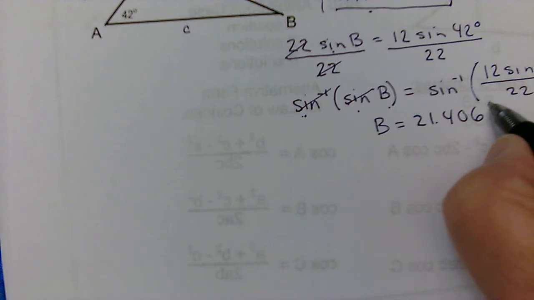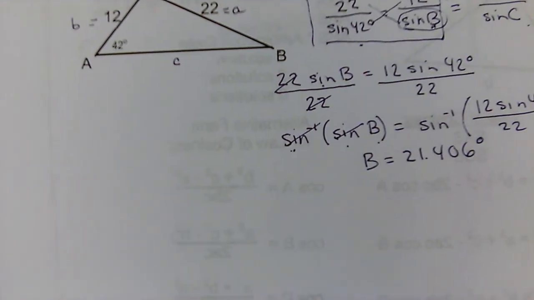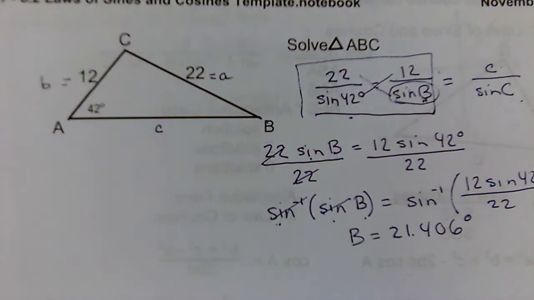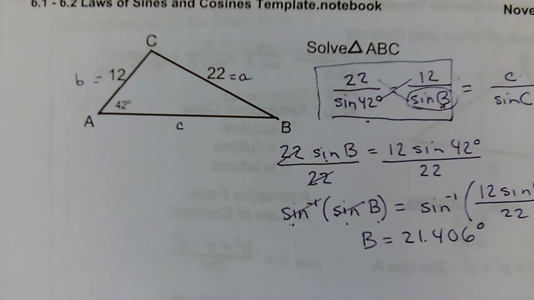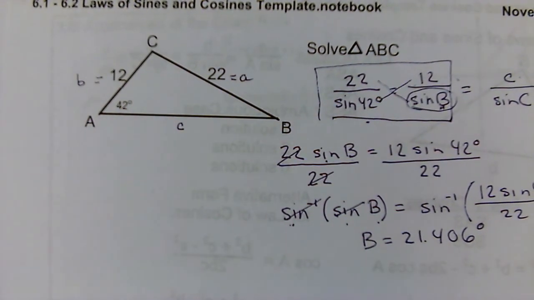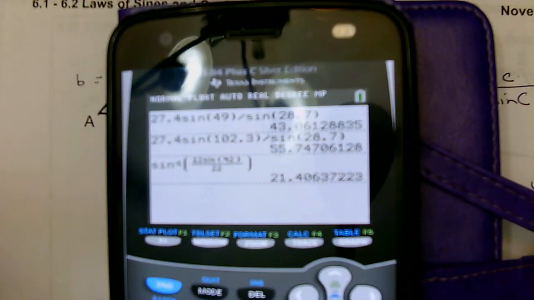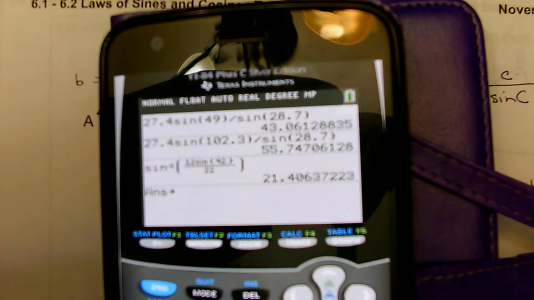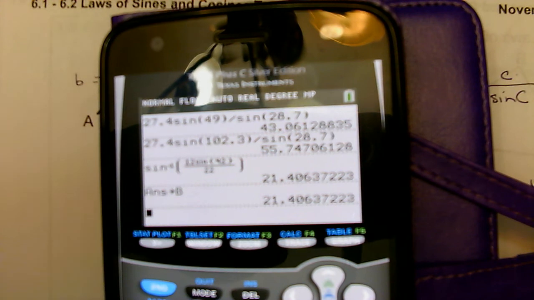And this is an angle, so that's in degrees. Now, I don't like to use rounded off things if I can avoid it, but in this case, I can't avoid it. Because in order to find angle C, I have to do 180 minus the 42 plus the 21.406. So instead of using the rounded value, I'm going to store that value. I'm going to store it into B since it is angle B.